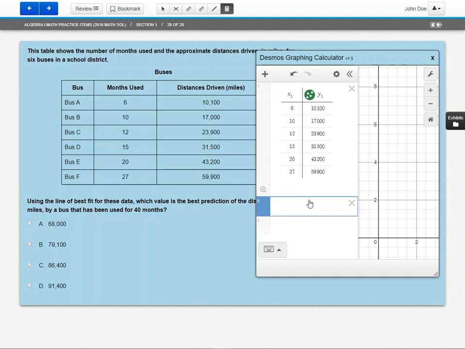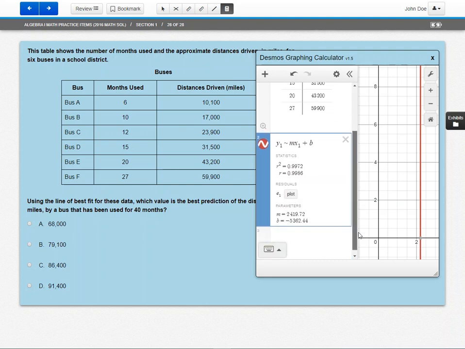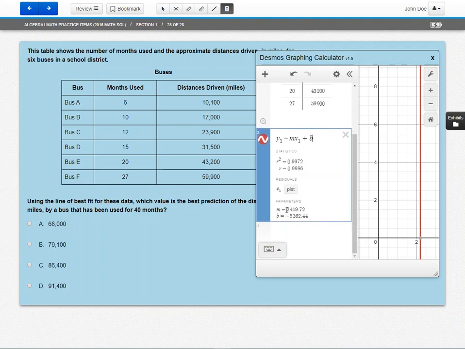So for our line of best fit, the equation you have to type in is y1, then you type in this little squiggly line, and then we're going to do slope-intercept form, mx1 plus b, right? Y equals mx plus b. The reason we type y1 and x1 is because it matches up with this table. So here's y1, using this data, and x1, using this data here. And if you type those in, it's going to give you your slope-intercept form.